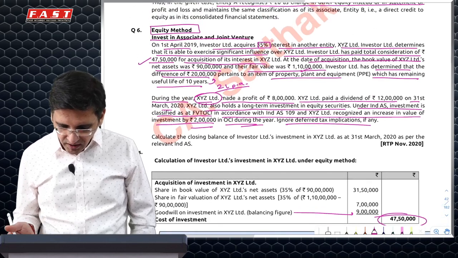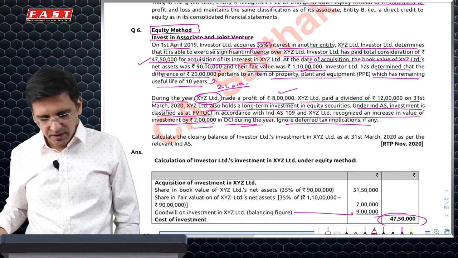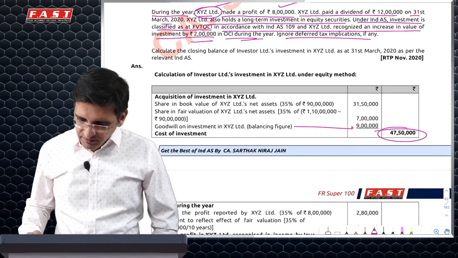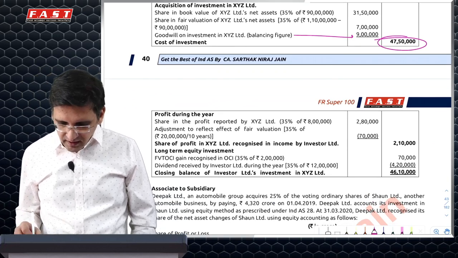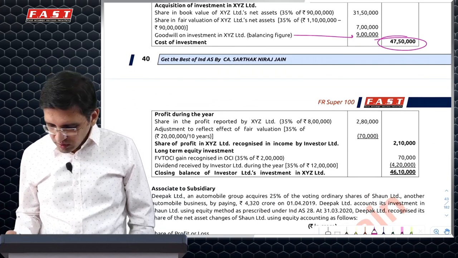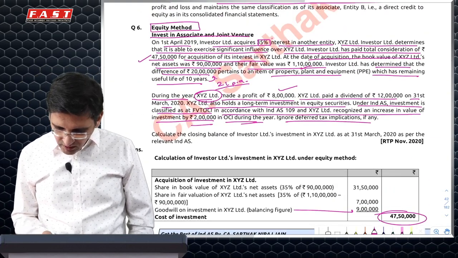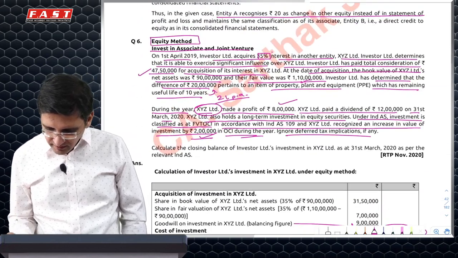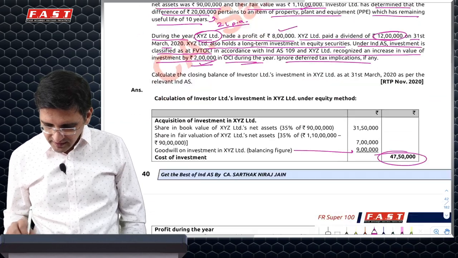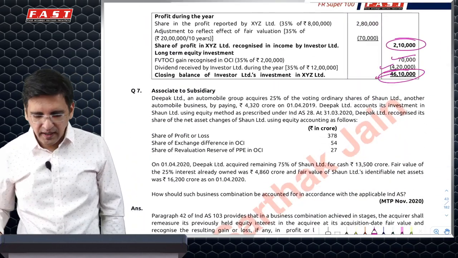Then what is the increase which happens during the year? 8 lakh minus 2 lakh of extra depreciation. So I would say my profit share would be only on 6 lakh. 6 lakh at 35% would be 210. Plus additionally the fair value gain, 35% of 2 lakh, which is 70. And the dividend share would be reduced, 12 lakh at 35%, which will be 420. This is the carrying amount in the books.